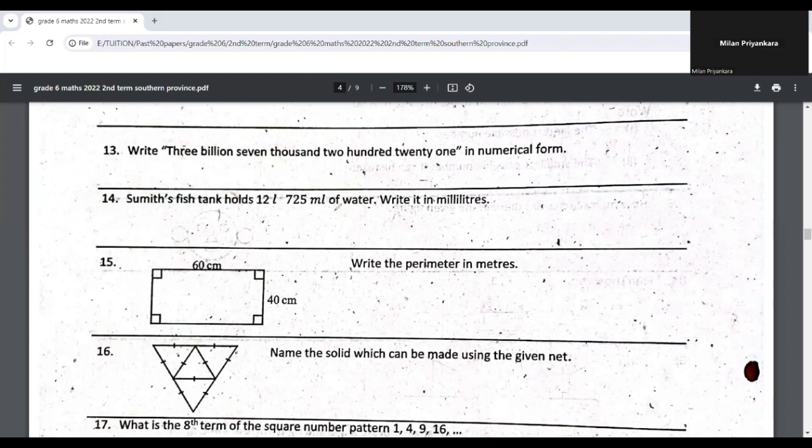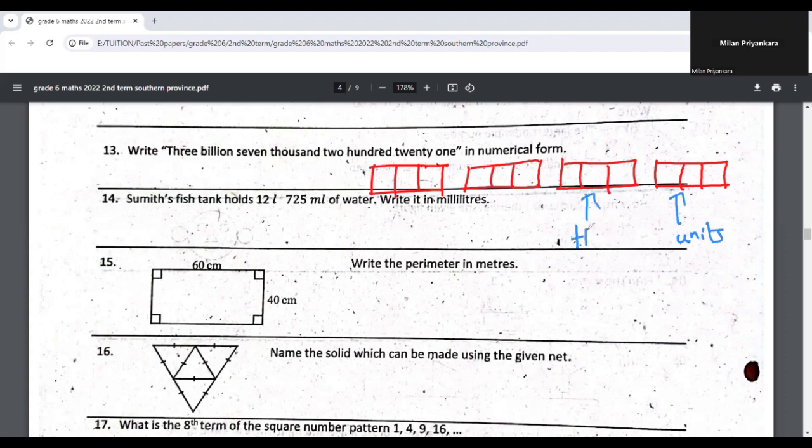You have to write 3,07,221 in numerical form. For that, I always teach this method. I teach my students to make 4 groups of boxes like this. So then you can put the numbers in these boxes, right? So you know that these will be units, right? And these are going to be thousands.